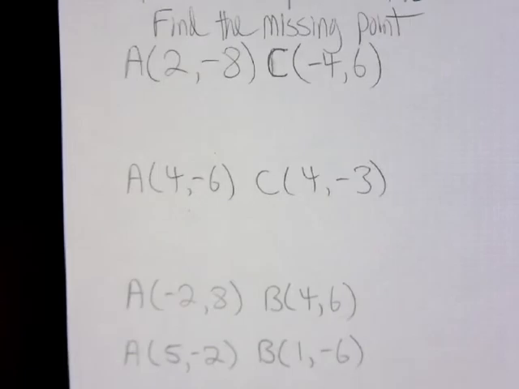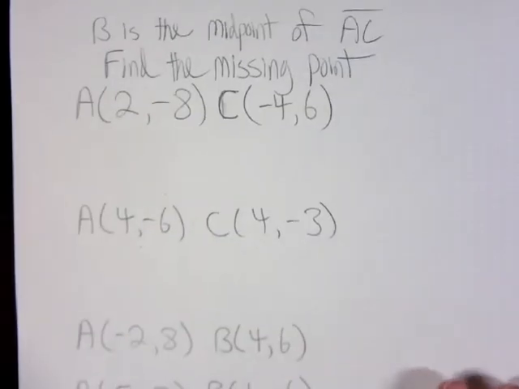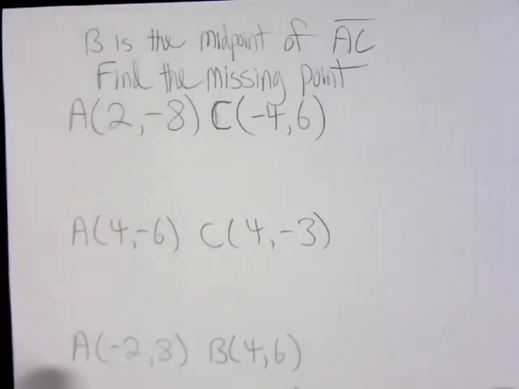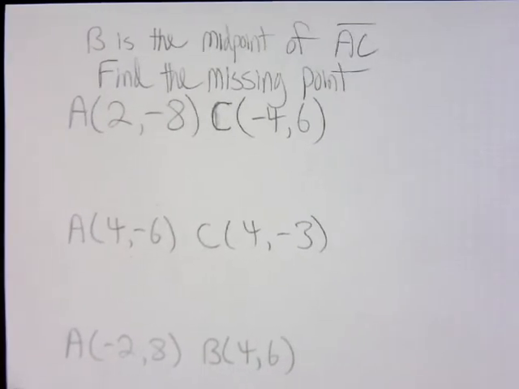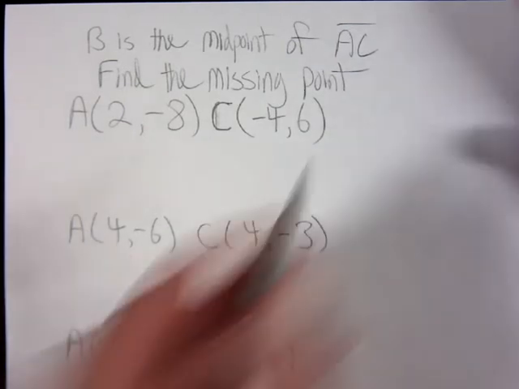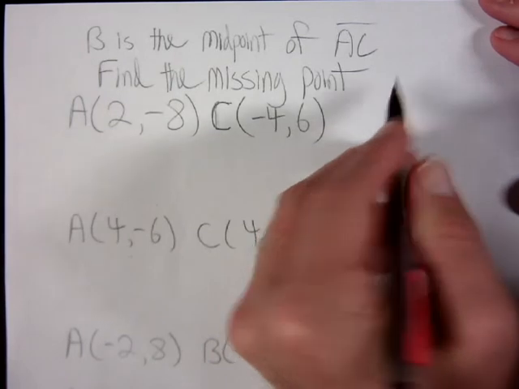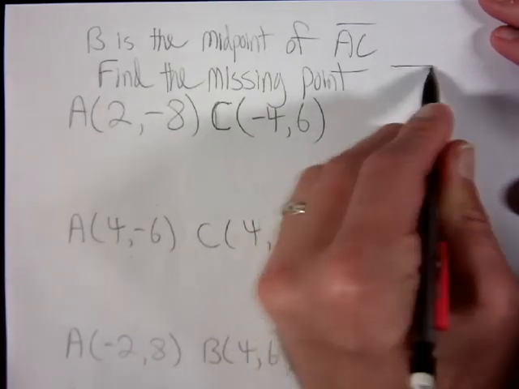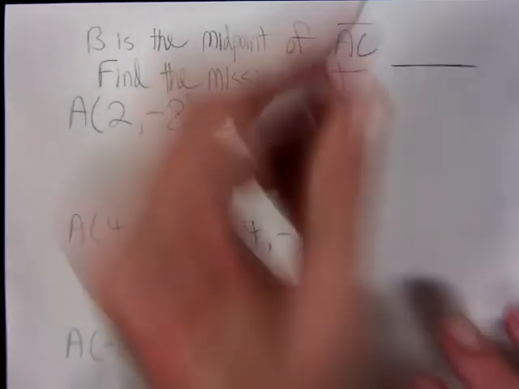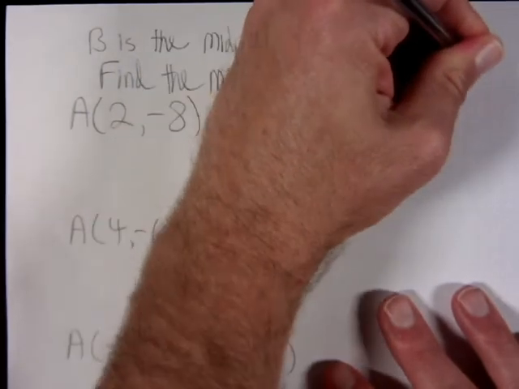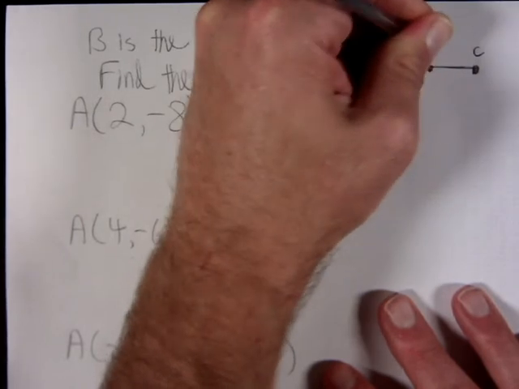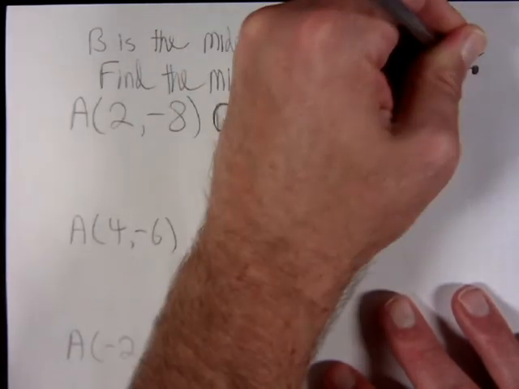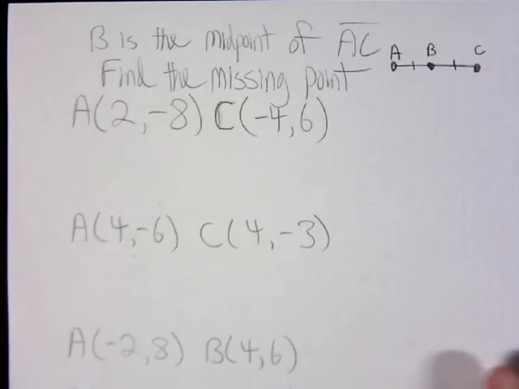All right, now, here are the directions for the type of problems that we're going to be looking at here. And the directions say that B is the midpoint of AC, and we want to find the missing point. All right, so let's draw this off to the side so that we make sure that we get an idea of what we're dealing with here. So B is the midpoint of AC. So if we were to sketch that off to the side, AC is my segment, and B is the midpoint of that segment.